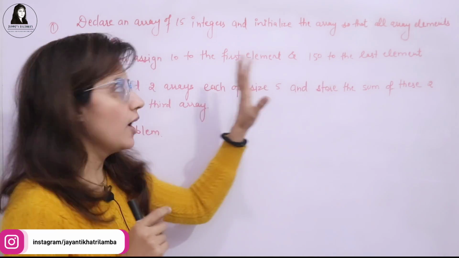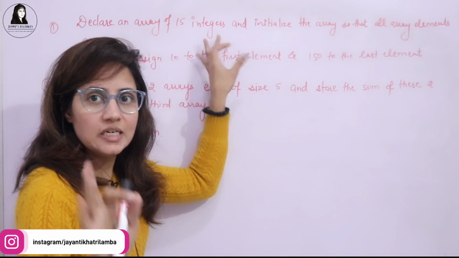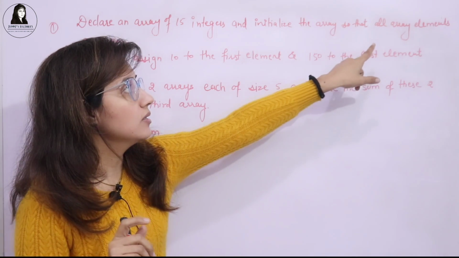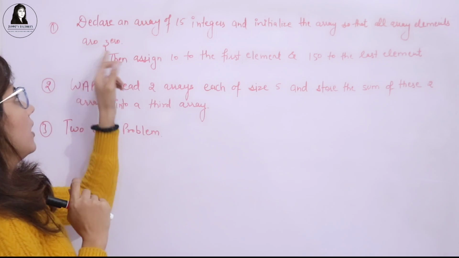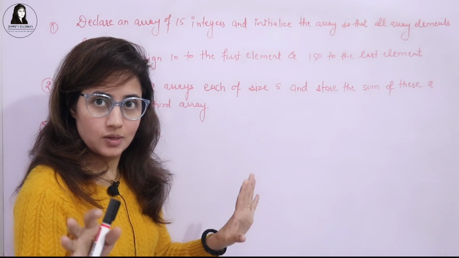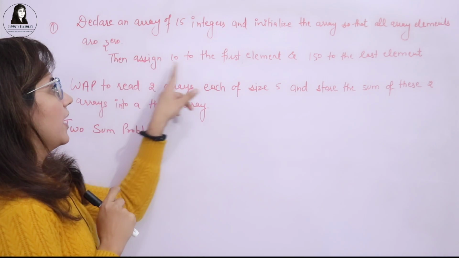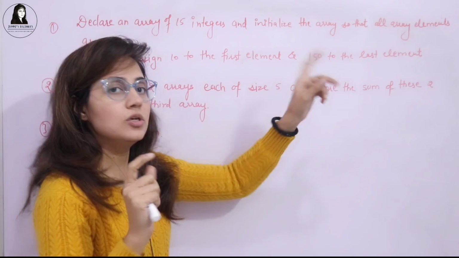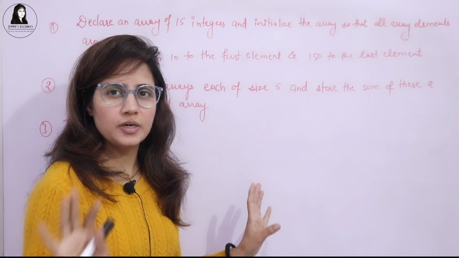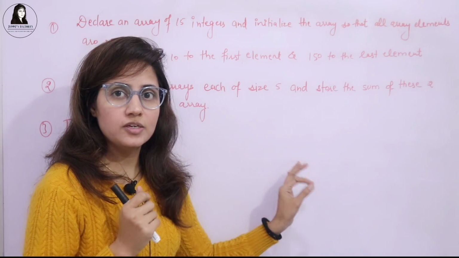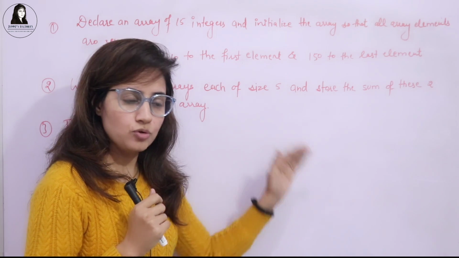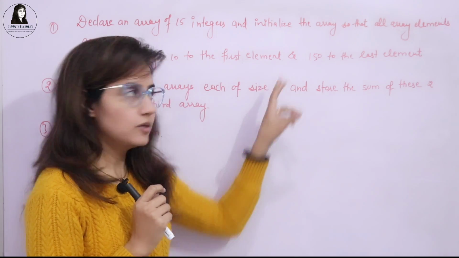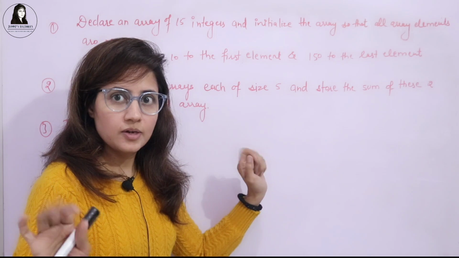The first question is you have to declare an array of 15 integers, and then initialize the array so that all the array elements are 0. Then you have to assign 10 to the first element of that array and 150 to the last element of that array, and just print that array. That's it. This is very simple, I guess. So pause the video and try this out. I will show you the program, for this and for the next one also, don't worry.